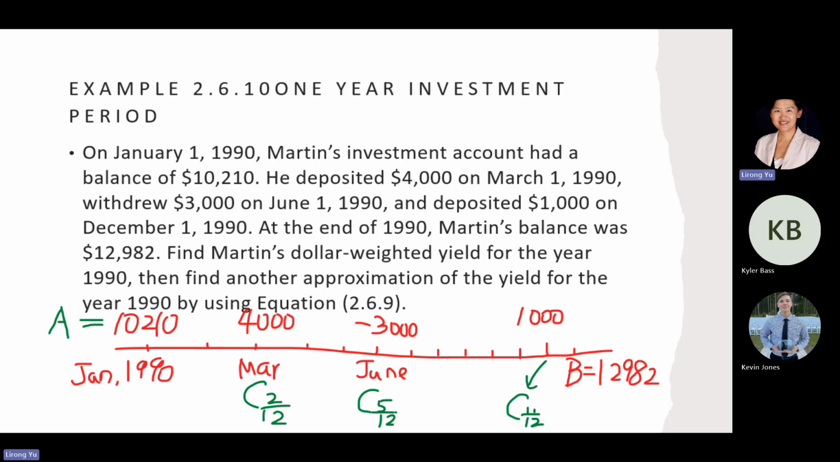Right, Martin's investment account had a balance of $10,210. He deposited $4,000 on March 1st, 1990, withdrew $3,000 on June 1st, 1990, and deposited $1,000 on December 1st, 1990. So essentially, they are all from the same year, January 1st till December 1st. At the end of 1990, Martin's balance was $12,982. Find Martin's dollar weighted yield for the year of 1990.